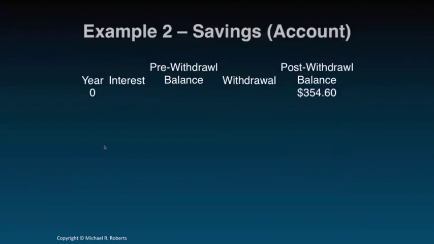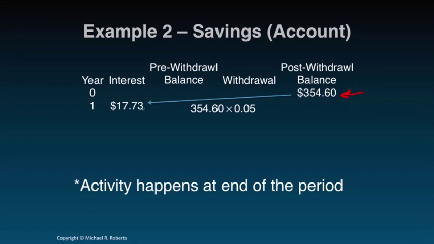But what's going on in the background? How is this working? What's actually happening on a dynamic basis? Well, at time period 0, we're depositing $354.60. Then we're going to earn interest at 5% on that money, which is going to amount to $17.73.